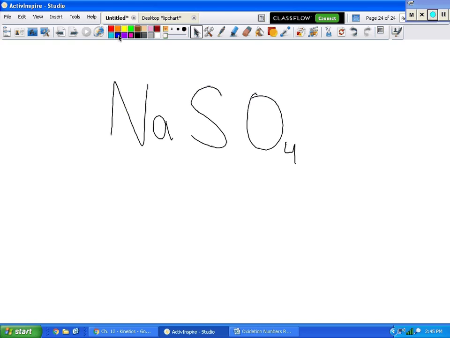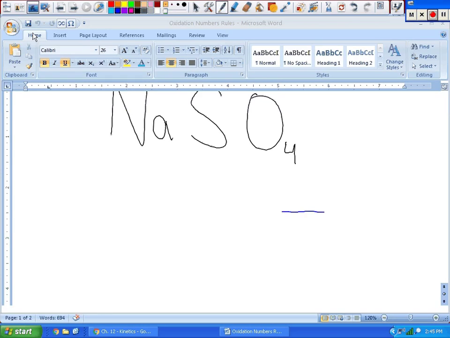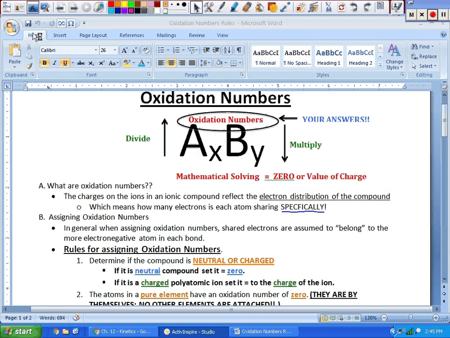Yes. What specific part of the atom allows it to stick together? What specific part of the atom? What are those things moving around? Electrons. So here's what oxidation numbers are. Oxidation numbers are, again, reading this last bullet, how many electrons each atom is sharing specifically.